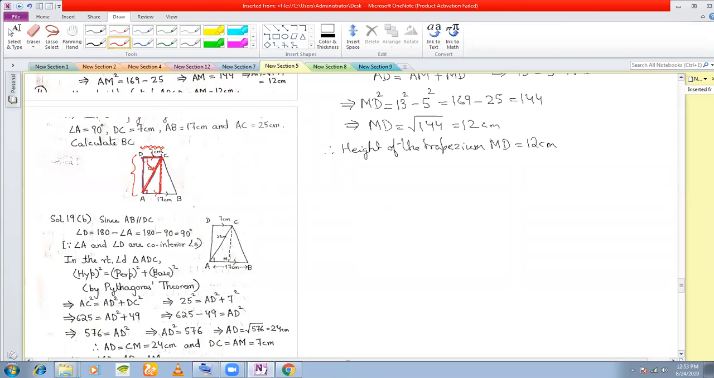Right or wrong? Yes, sir. So whatever length we find out for AD, it must be equal to this, right? Also, this is a right angle triangle, right? This is a right angle triangle in which we have to calculate the hypotenuse, isn't it?